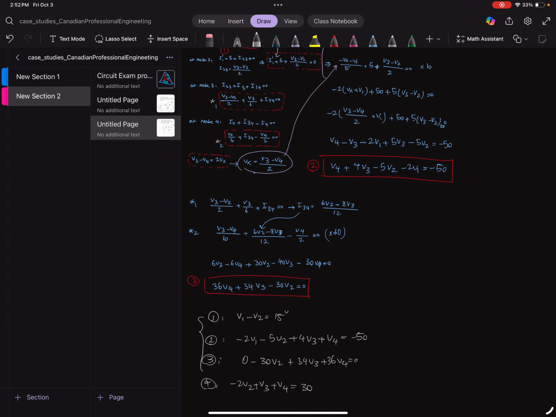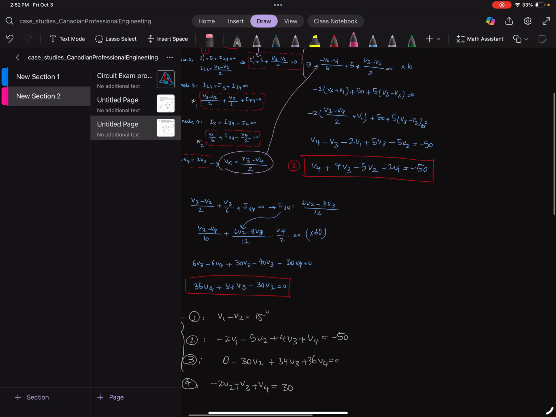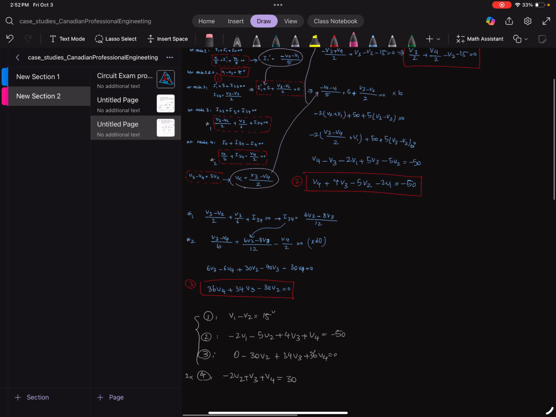So I multiplied number 4 by 2, and then I wrote it. So it's simpler. Okay? Now you can go ahead and solve this, but if you want to do the practice with me, let's do it.